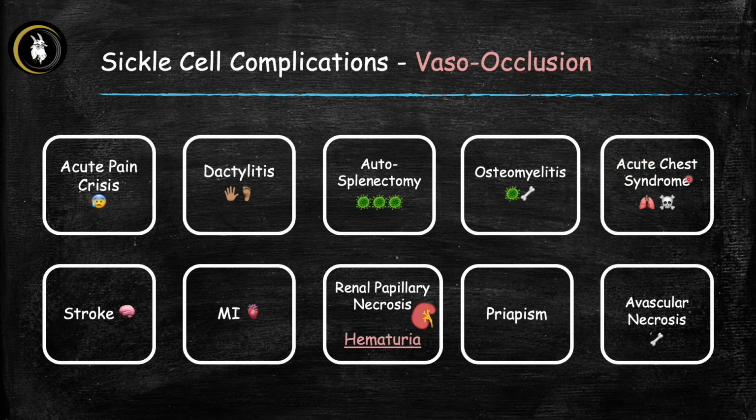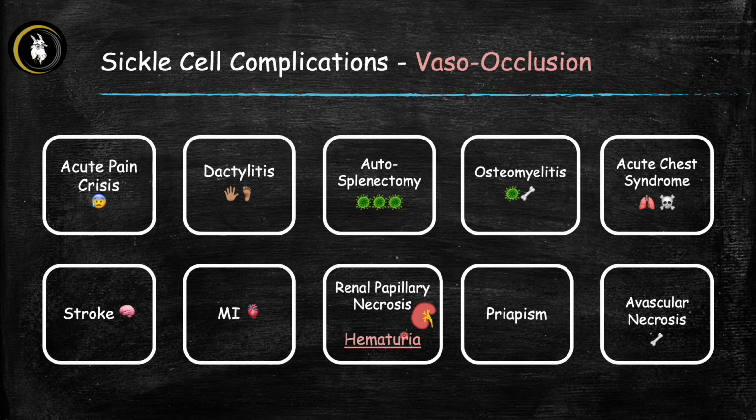So those were the top 5 complications up there. There are a few more down here that I'll talk about quickly. So vaso-occlusion in the brain can lead to stroke. Vaso-occlusion in the heart can cause myocardial infarction. Vaso-occlusion in the kidneys can cause necrosis of the renal papilla and lead to painless hematuria, and this occurs in both people who have sickle cell disease and those who are heterozygous and have sickle cell trait.